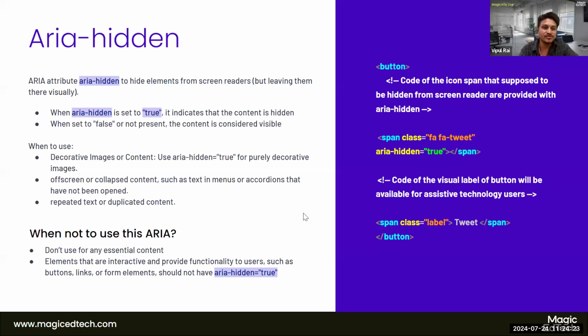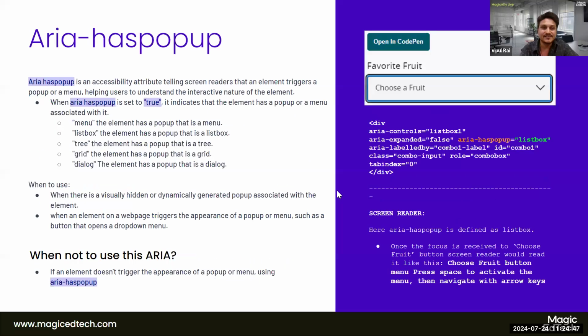Now, when not to use this ARIA property: we do not use it for any essential content, because if there is essential content present and we use this, it will be hidden from screen reader users. And for elements that are interactive and provide functionality to users, such as buttons, links, and form elements, we should not be using the ARIA hidden property here. Moving on to the next slide.